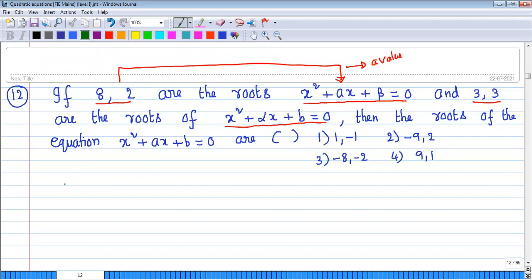Explanation should be completed. So now, a is nothing but the negative sum of the roots of the first equation. That means a is equal to negative of 8 plus 2.